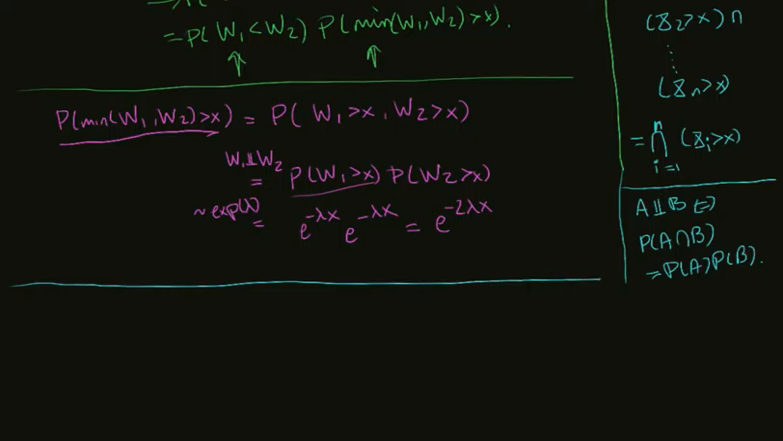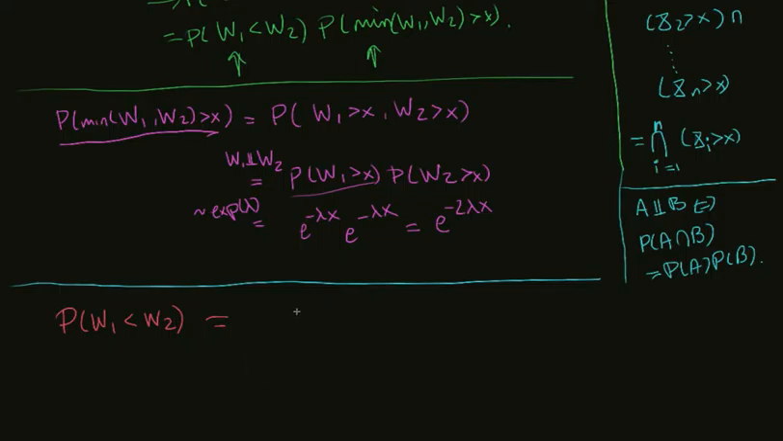Which color should I choose? I will choose some kind of pink. So the probability that W1 is smaller than W2. We can do this a couple of different ways. Let's just do it the conditioning way for fun this time.